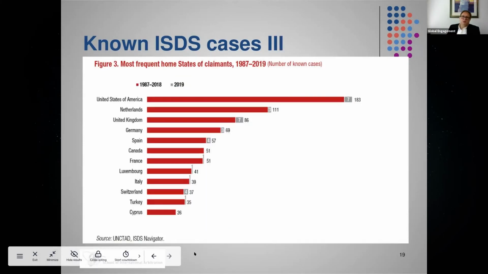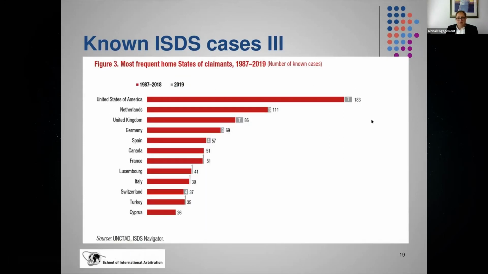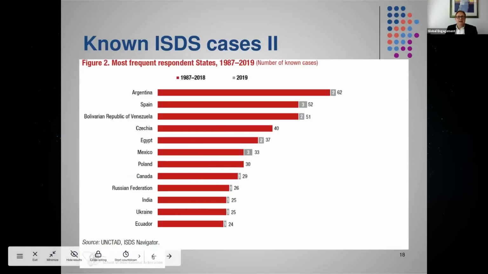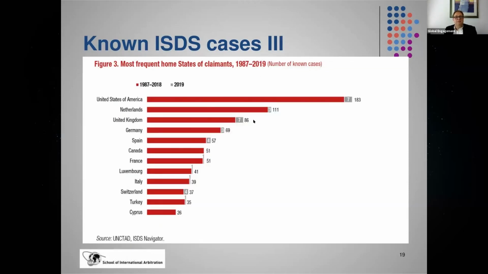Now, investors predominantly come from the US, the Netherlands, the United Kingdom, Germany, or Spain. So if you see the two statistics together, Spain has 52 cases against it, but at the same time, 57 investors have brought cases against other states. So the balance is very, very interesting. And that perhaps is relevant for Turkey as well. The balance is working very good.